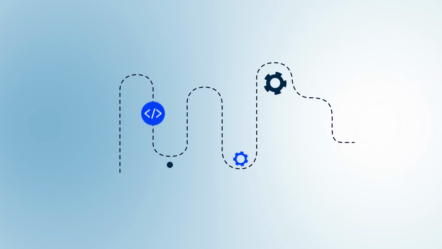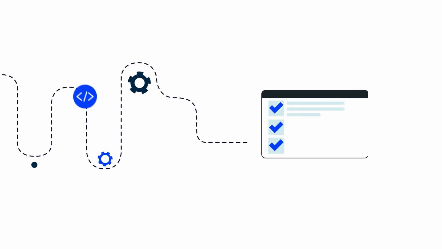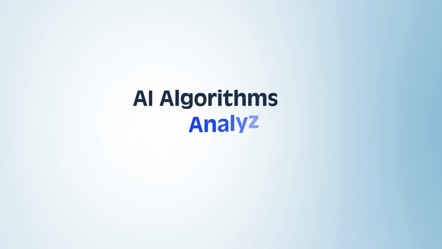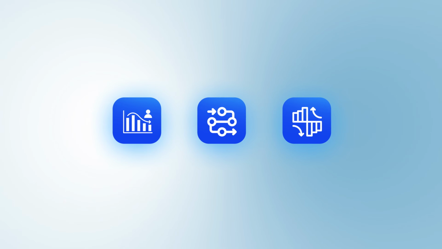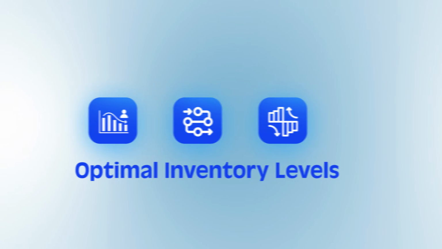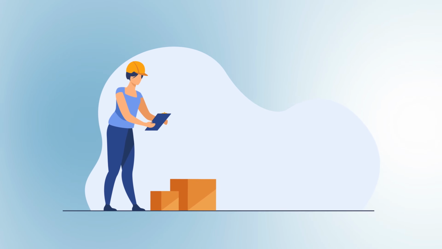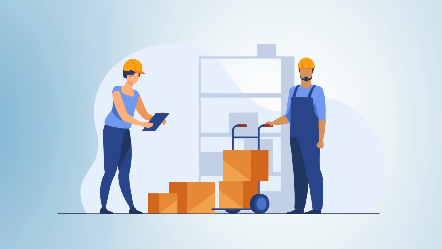Machine learning is transforming inventory management by minimizing overstock and stockouts. AI algorithms analyze demand trends, lead times, and seasonal fluctuations to maintain optimal inventory levels. This ensures that products are available when needed while reducing storage costs.